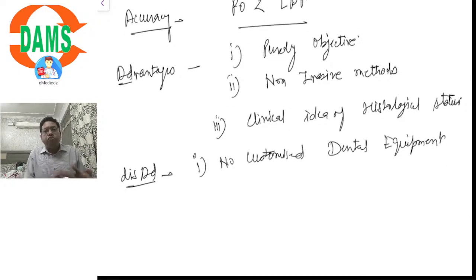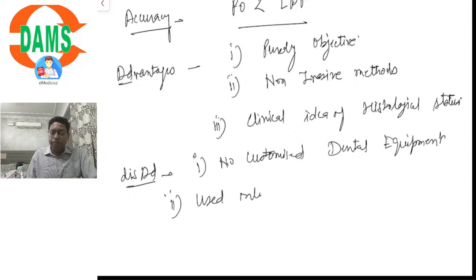In the market, you do not find a pulp testing method based upon vitality testing where a device is available. So no readily commercially available device is available which is based upon these two diagnostic methods. Secondly, they can be used only on natural teeth.